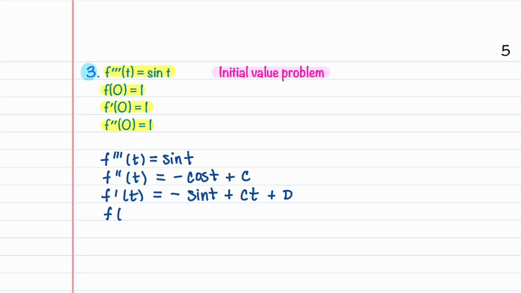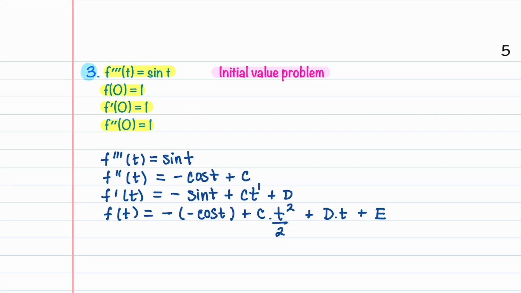f of t is equal to minus the antiderivative of sine t. That is minus cosine t. We did that earlier. Plus c. And then the antiderivative of t, we're going to add 1 to the exponent. Think of that as a 1. And then divide by that number. So that's dividing by 2. And then we have a d times t. And we have to add one more constant, and that is e.